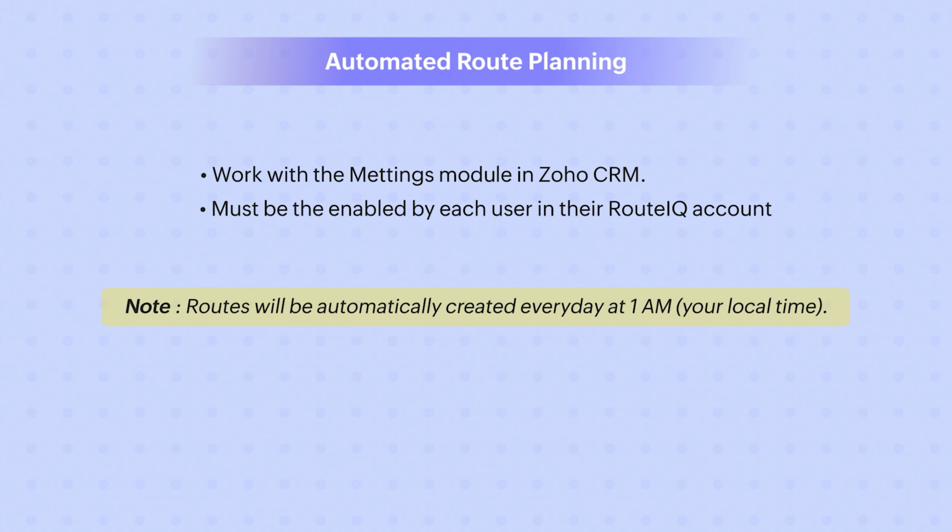There are two more options apart from equal distribution type, which are distance based and shift hours based. Now let's move ahead with the automated route planning feature. This feature eliminates the need for manual route setup by automating the route creation process for your daily deliveries.